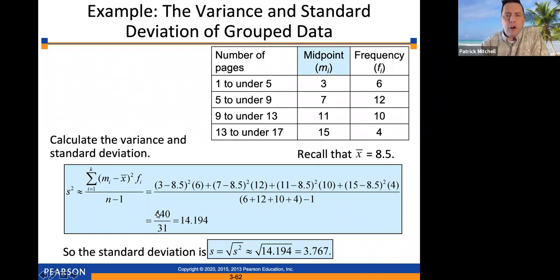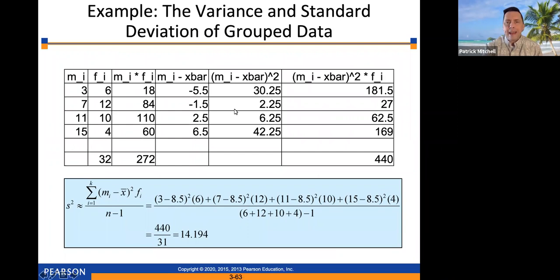It comes out to 440 divided by 31, which is about 14.194. The good news is that the standard deviation is exactly the same thing that we did in section 3.2. It's just the square root of the variance. So the square root of 14.194 is about 3.767. And if you're doing online homework, just pay attention to how they want you to round those answers.